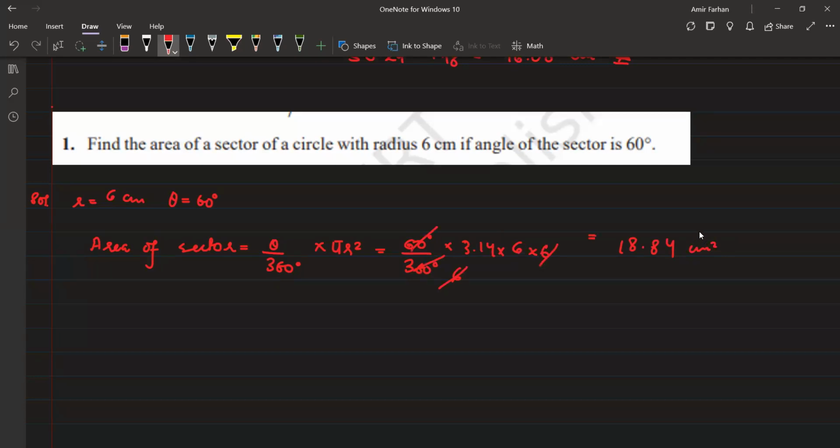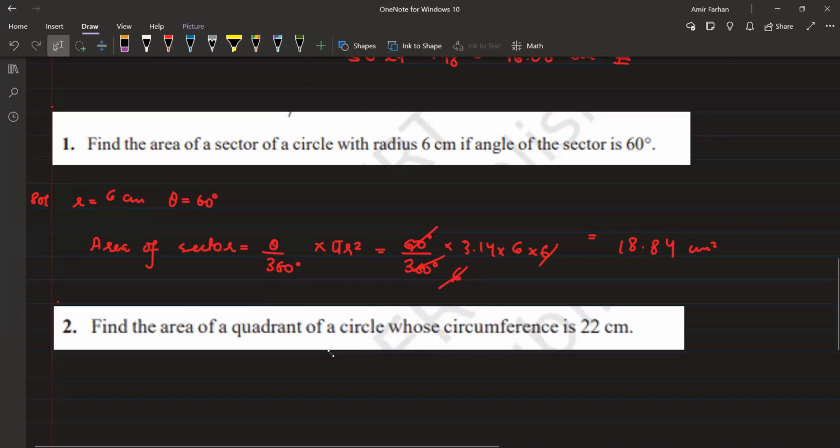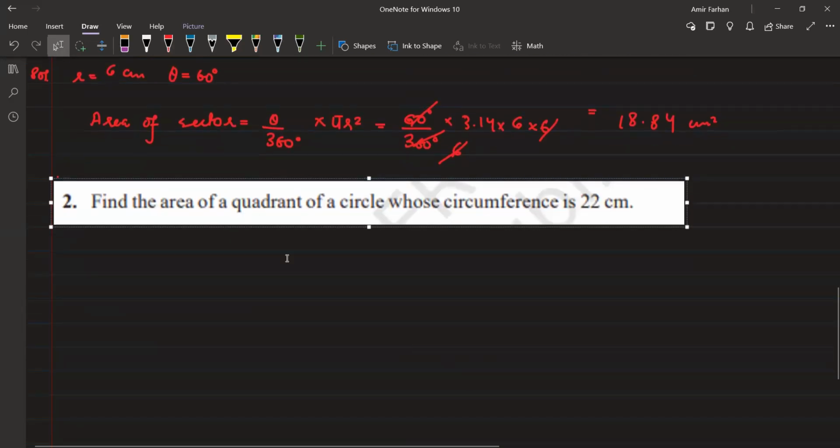So you told me 132 by 7, right? Yes. So 132 by 7, same, correct. Any doubt, Adil? No. Okay, there is one more question. Do this one. It's straightforward, but you have to think a little bit.